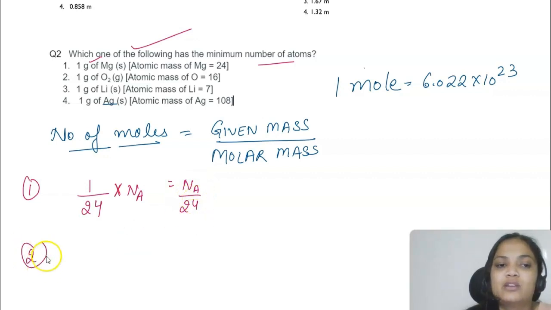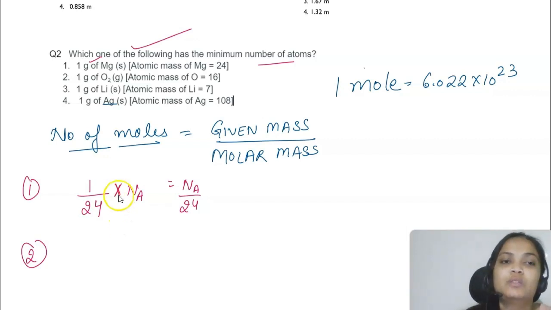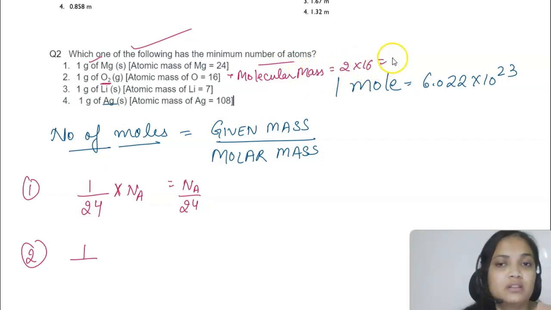Now for the second question, here is the catch. It's given oxygen, O2, right? O2 is a gas in gaseous state, so it's a molecule here. So first of all, students, the given mass is 1 and now here we are talking about O2. So I have to take the molecular mass. I cannot take 16 here. I have to take 2 into 16, which is 32.